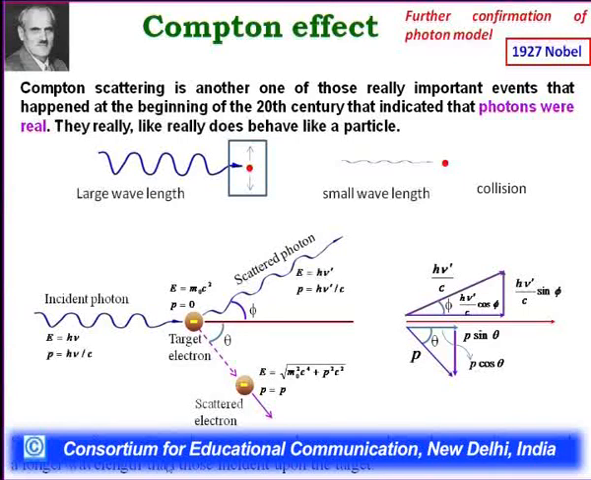Compton studied the scattering of X-rays from electrons in a carbon target and found scattered X-rays with a longer wavelength than those incident upon the target. In the diagram here we see the scattering of the photon and the electron, which takes place when the incident photons strike the electron.